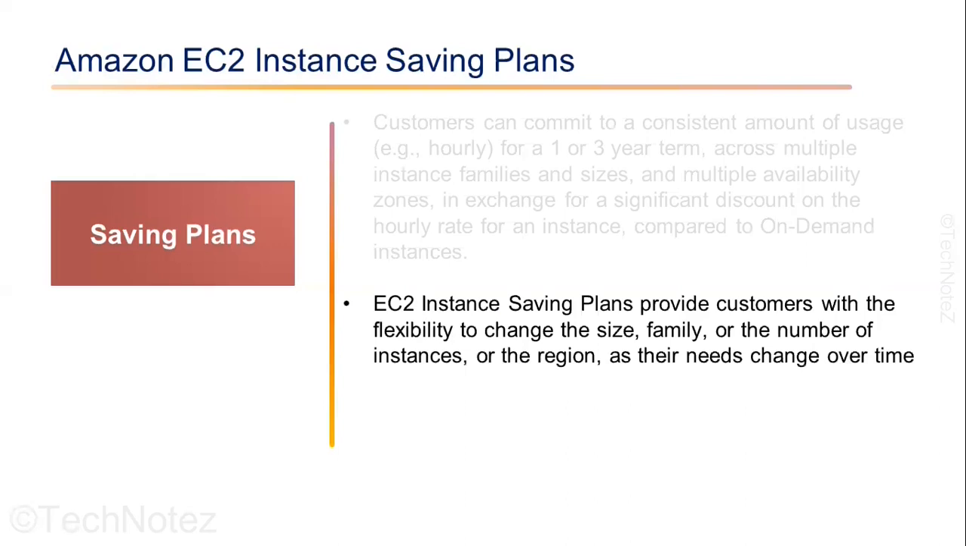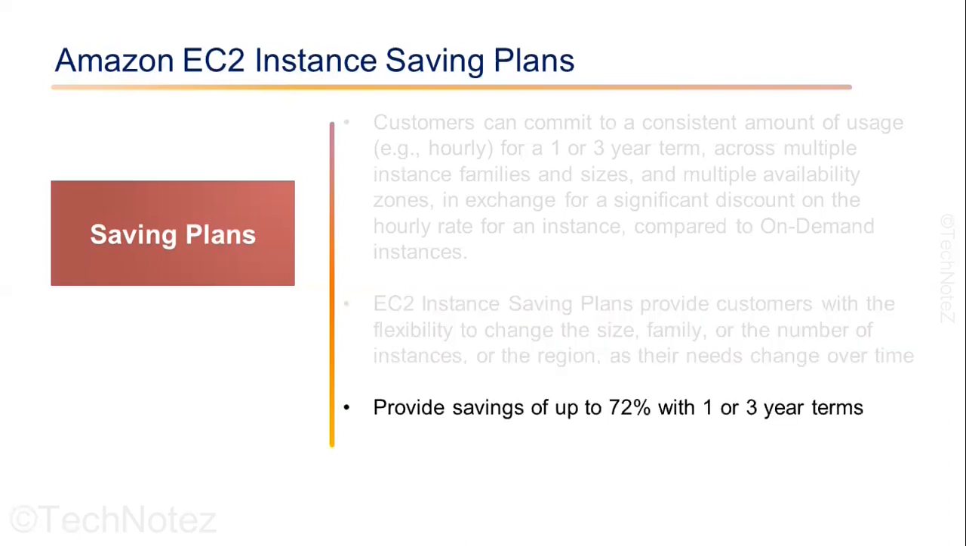as their needs change over time. This allows the customers to optimize their cost based on the changing usage pattern. Customers can also use the EC2 instance saving plan with on-demand instances and spot instances to optimize the cost and performance of the instances depending on the workloads. EC2 instance saving plans can provide cost saving of up to 72% compared to the on-demand instances, making them a cost-effective option for customers who have steady state or predictable workloads and who can commit to using the instances for a certain period of time.